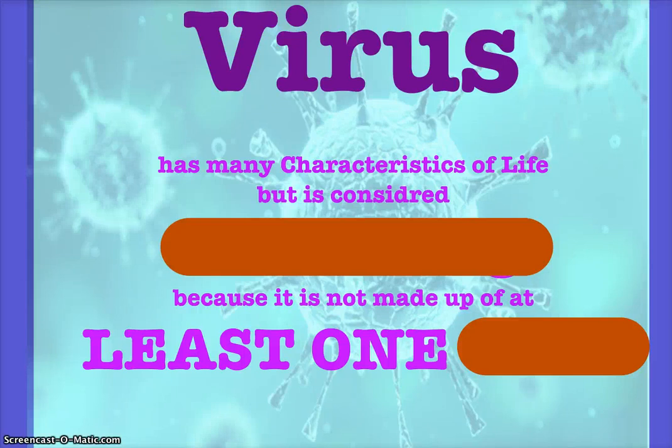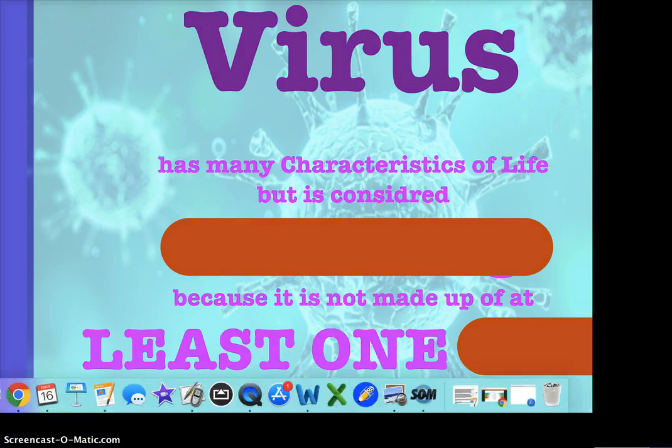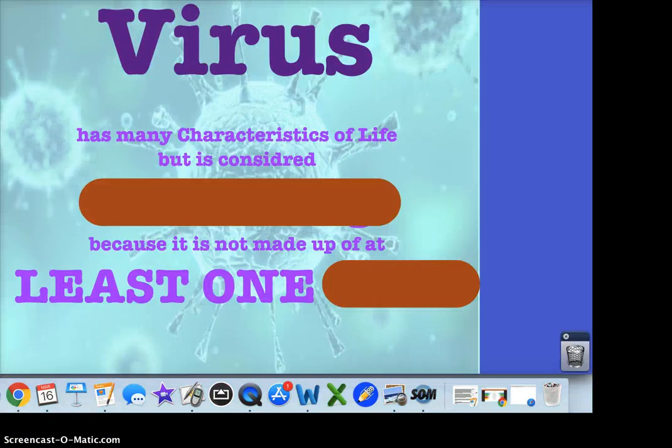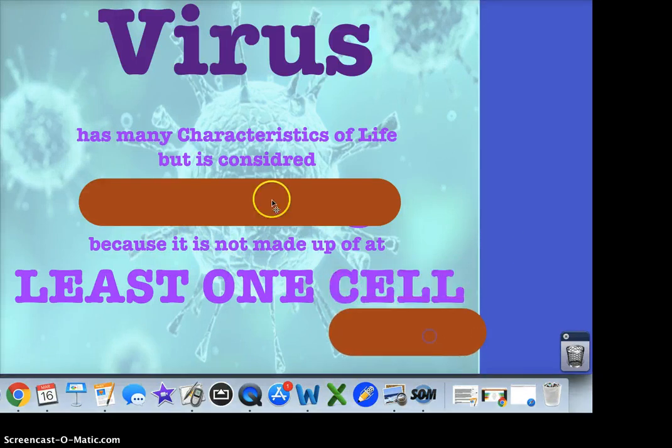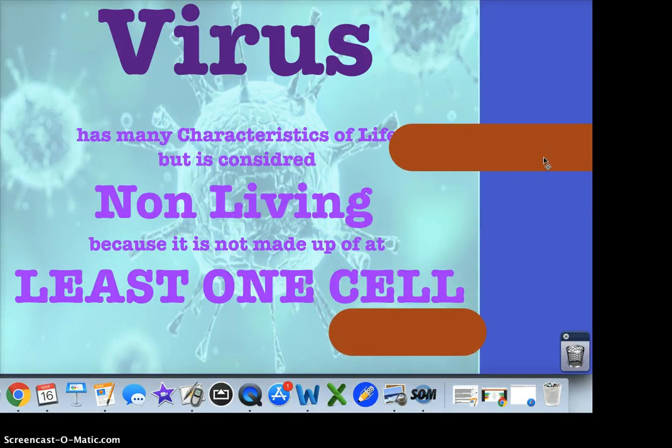A virus has several characteristics of life, obviously, because we know they exist, right? They're around us. They're constantly causing problems. What do they not have? Or why aren't they considered living? Because they don't have a cell. So they don't have at least one cell, and they're not considered living.